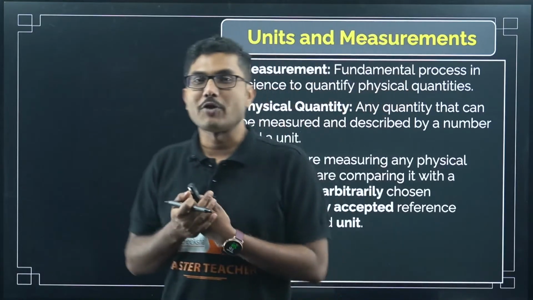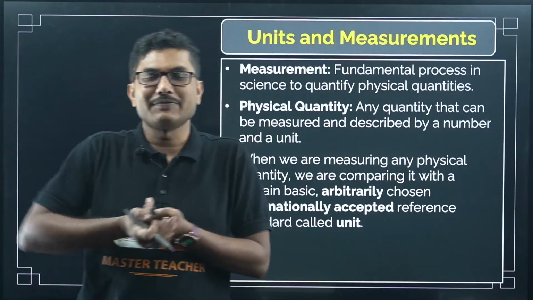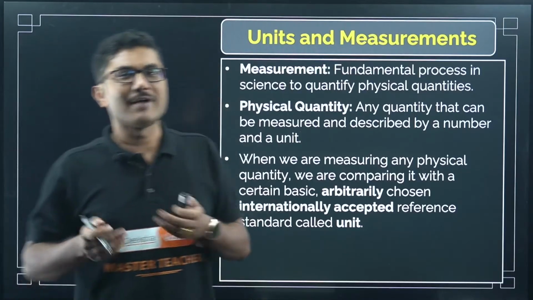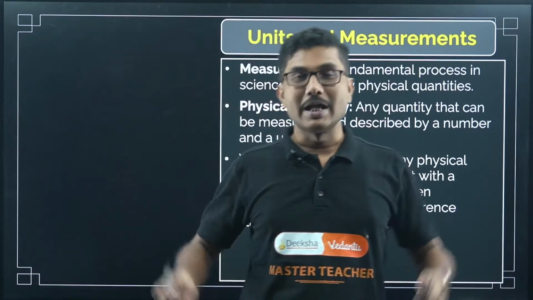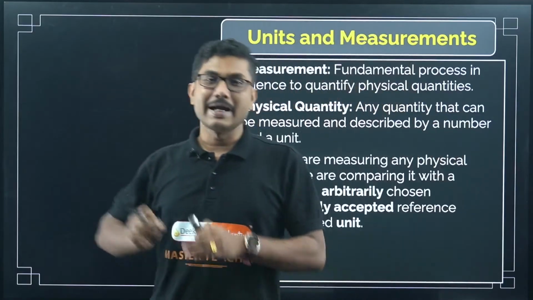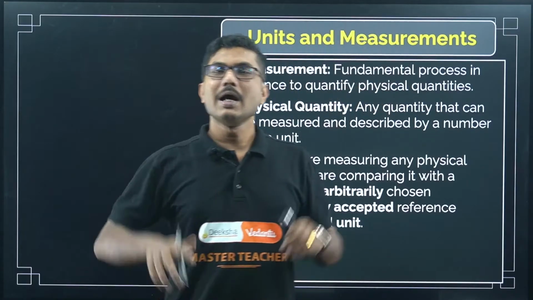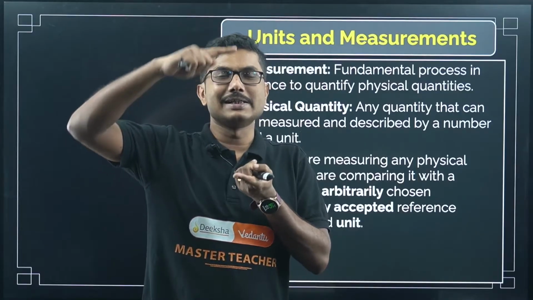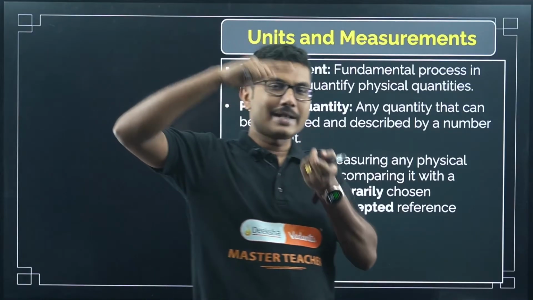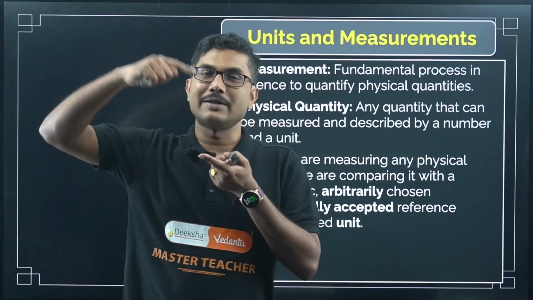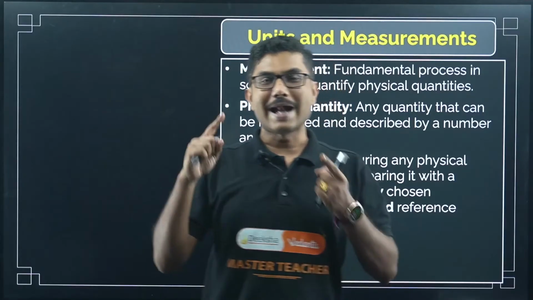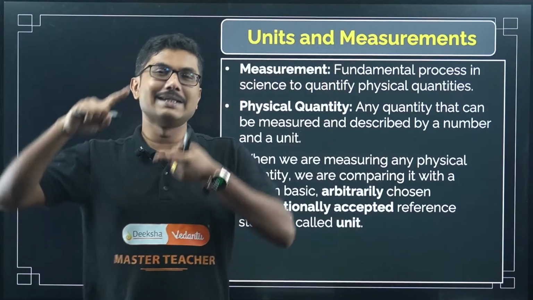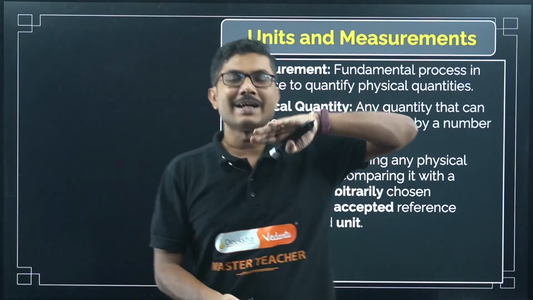For example, I gave you one example, my height is 5 feet 9 inch. Okay, what is the meaning of 5 feet? There is a measuring stick available somewhere in the world. They said, okay, this distance is say 1 feet, so that if you are 5 times that distance, then you will be 5 feet. That distance measuring scale is there somewhere, okay, so that is internationally accepted.